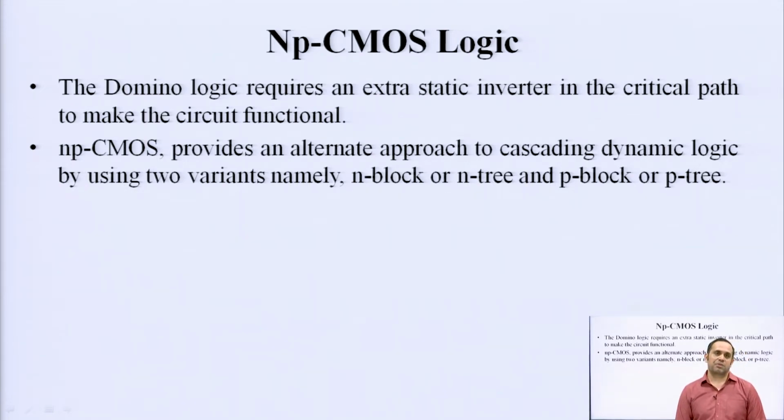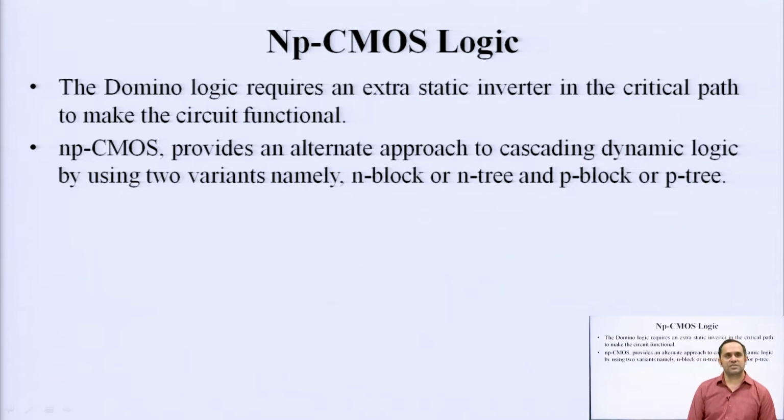The solution to the problem of cascading lies in how well you can connect one stage to another, or how well you can isolate the signal of one stage from spilling on to the next stage. In domino logic we used an inverter to connect the output of stage 1 to the input of stage 2. There are other techniques where instead of connection we are focusing more on isolation, how to isolate the output of the preceding stage from the input of the successive stage.